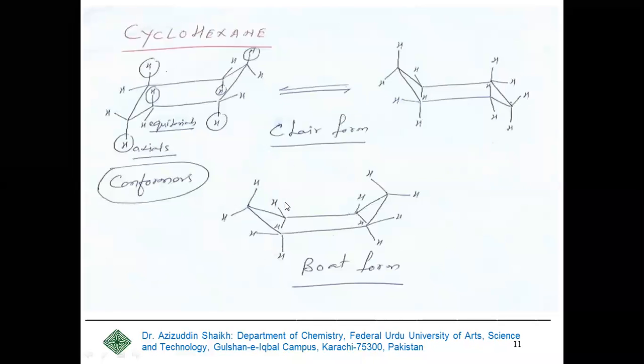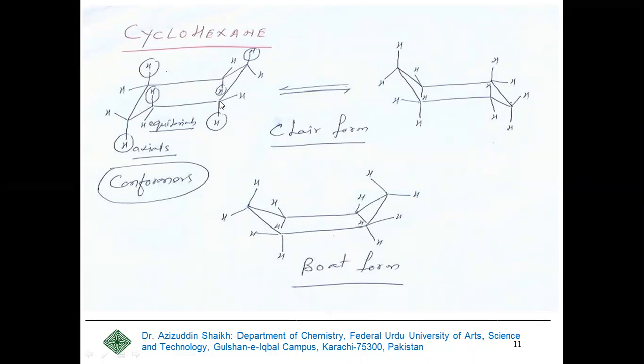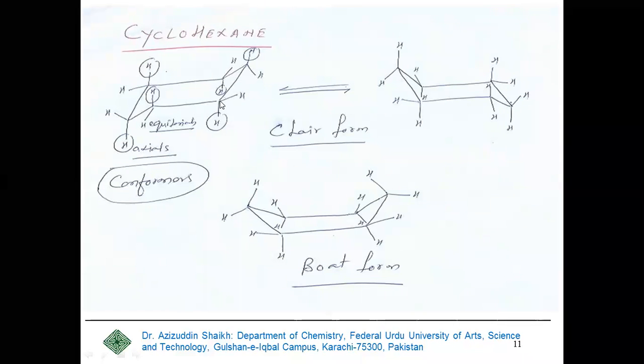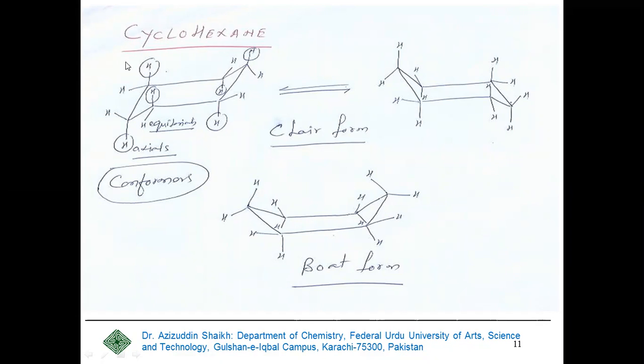Now we first discuss this cyclohexane. You have studied the stereochemistry of cyclohexane, the conformational analysis. This is the chair form, the 3D structure you have discussed in the previous classes. The chair form and boat form. These are the two stable conformers of cyclohexane. This is the chair form.